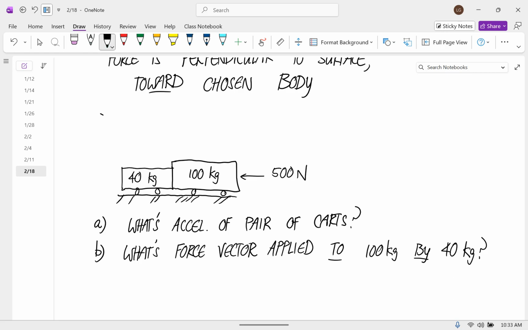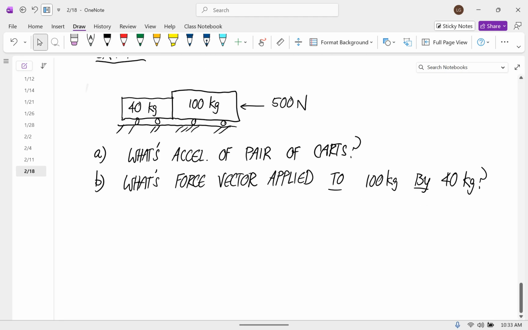Okay, so we're going to do this calculation. This is a sort of a typical example problem, something that I would ask you to do in the problems. You've done problems like this in Physics 1. By the way, using that double subscript notation that I introduced last time, how would you write this force? What we want is the force on the 100 kilogram cart by the 40.